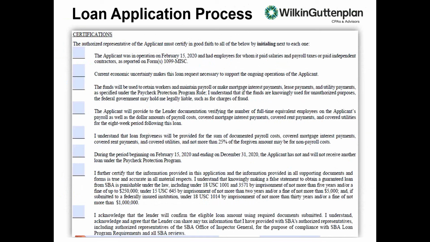These are further certifications that the owners must make. And the most significant one, and the one that's gotten a lot of attention, is the second one. It says, current economic uncertainty makes this loan request necessary to support the ongoing operations of the applicant. Well, if I'm a hotel operator and I'm closed, I can easily check that box. If I am a medical practice and I can't open, I can easily check that box. If I'm a restaurant and I'm only doing takeout now and my business went to about 5 or 10% of what it was previously, I can easily check that box. But for some businesses, they're impaired, but they are not necessarily as wounded as those more significantly wounded businesses I just described. And what the SBA is saying and what the statute says is there is a presumption that all businesses have been adversely affected by the COVID crisis. So therefore, checking this box is automatic for every business.